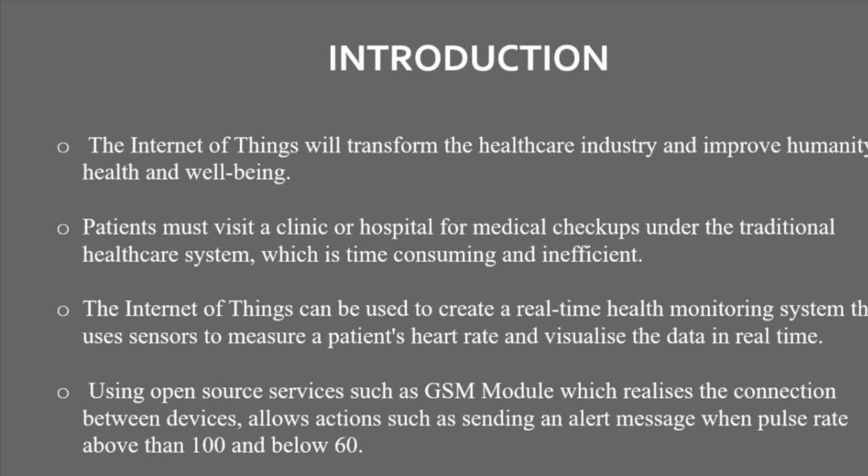The Internet of Things can be used to create a real-time health monitoring system that uses sensors to measure a patient's heart rate and visualize the data in real time. Using an open source service such as a GSM module, which relays the connection between devices, allows actions such as sending an alert message when the pulse rate is above 100 or below 60.